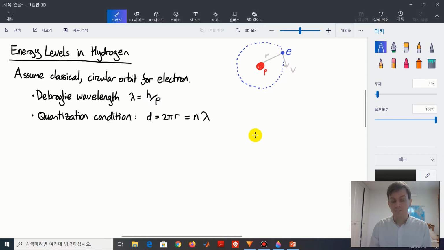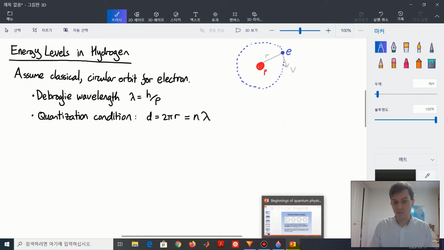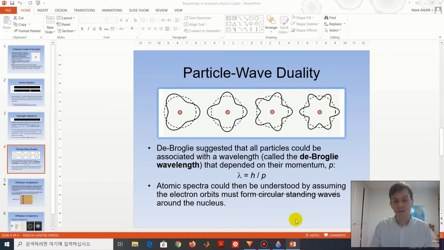Okay, and in particular, for an electron inside hydrogen, we assume that the electron is going around in a circular orbit, as shown in the picture here. And for the quantization condition, we assume that the total distance traveled by the electron over one orbit should be an integer multiple of its de Broglie wavelength. So this was shown in the PPT last time. Gives you a set of pictures like this.